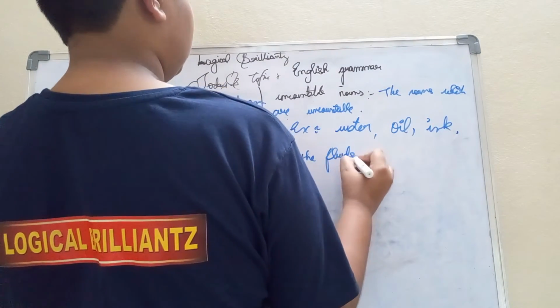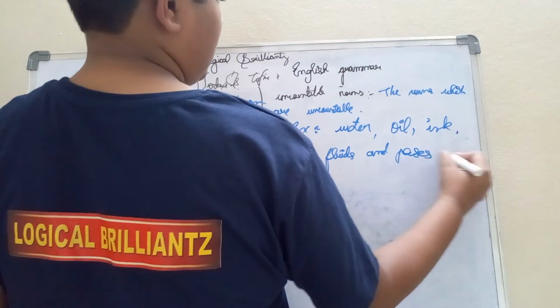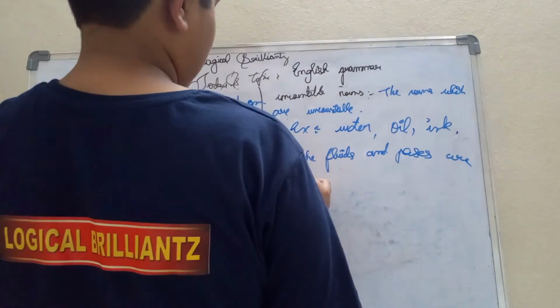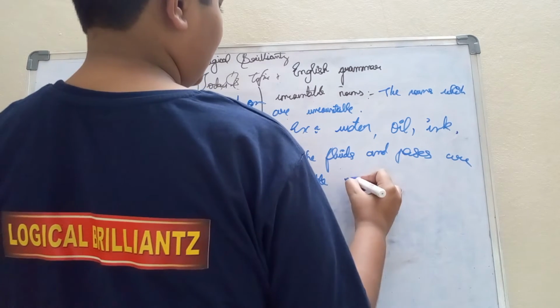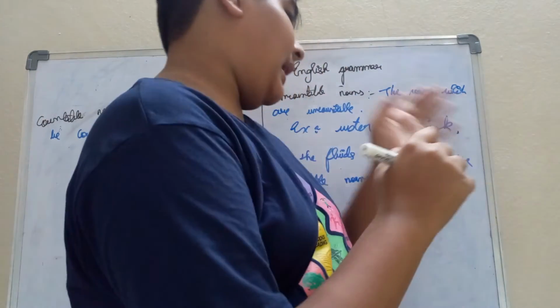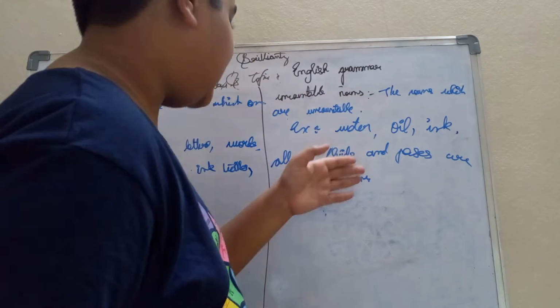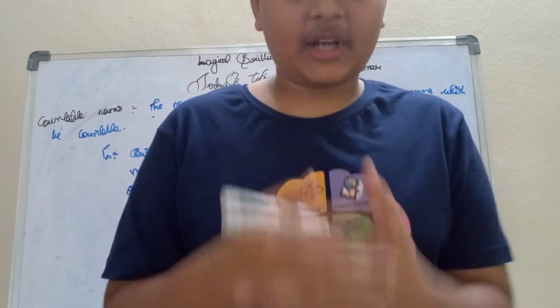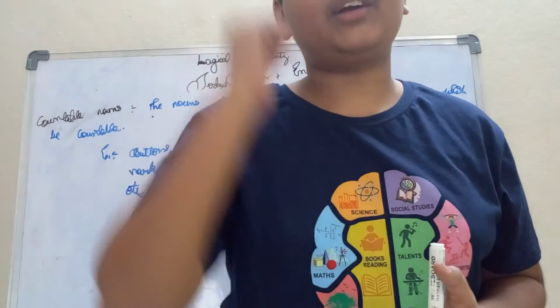All the fluids and gases are uncountable nouns. All the fluids like water, oil, ink, or many others. And for example, gases: hydrogen, helium, nitrogen, oxygen. Can we count them? We can't even see them. How can we count them?